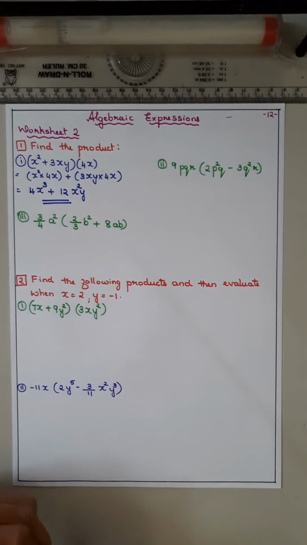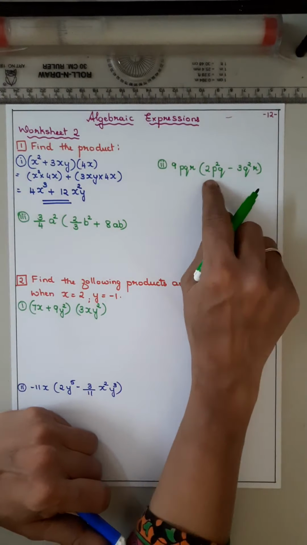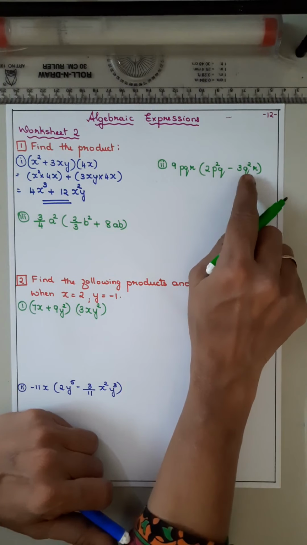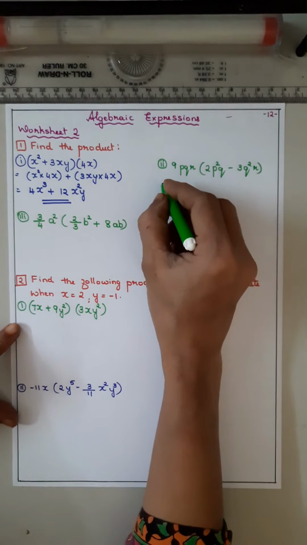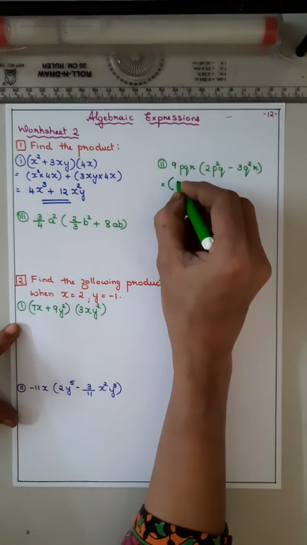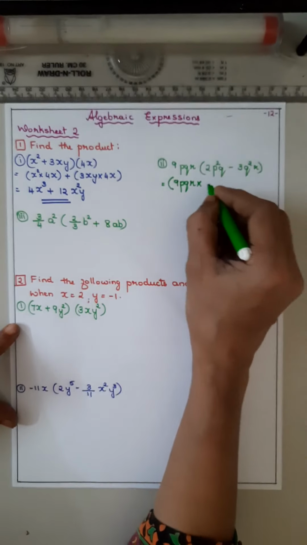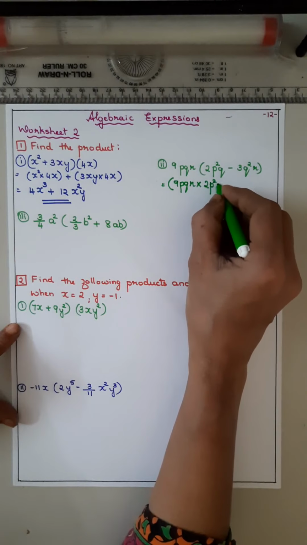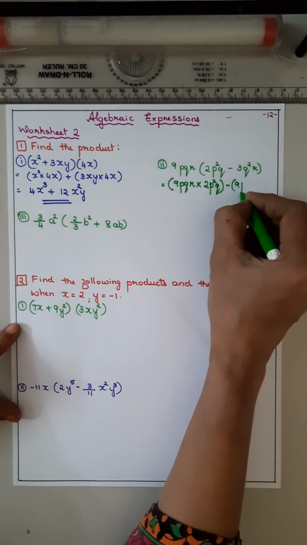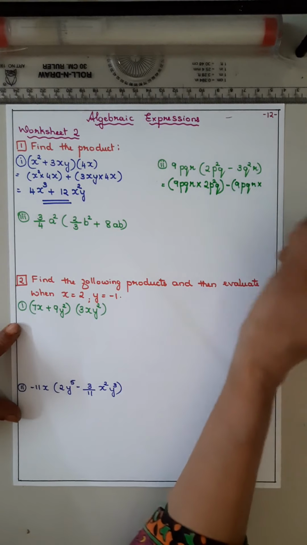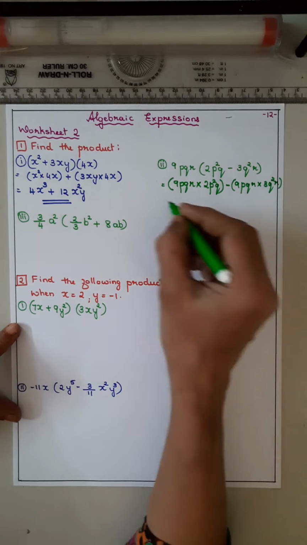Now coming to the second sum, it is 9pqr bracket open 2p squared q minus 3q squared r. So bracket open 9pqr into the first term is 2p squared q, bracket close, minus 9pqr into the second term is 3q squared r.